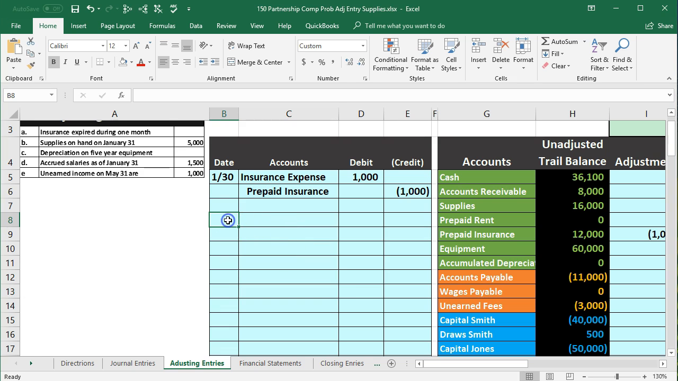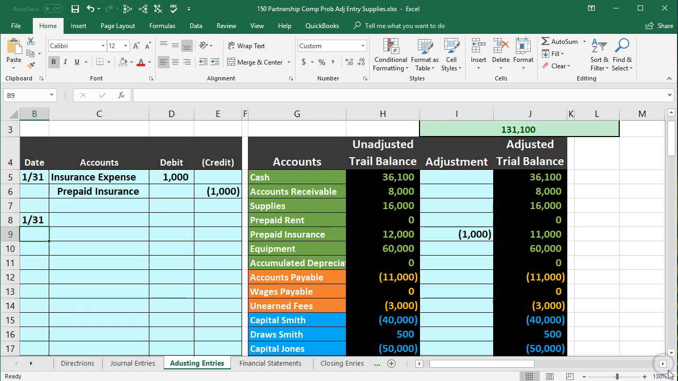So the adjusting entry will be on the end of the month, 131, which should actually be 131. Let's change this one up here. 131. And it's going to be for the supplies. So before we get into this, we're going to go through our rules and see if we can figure out what's going to happen just based on it being related to supplies and it being an adjusting entry.